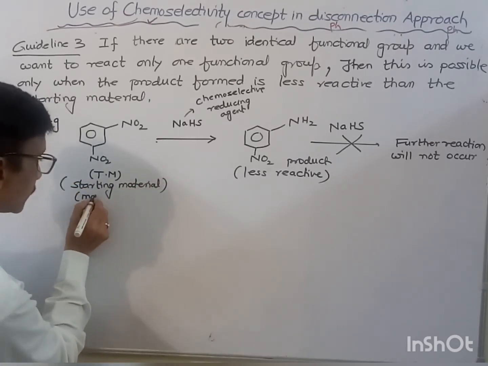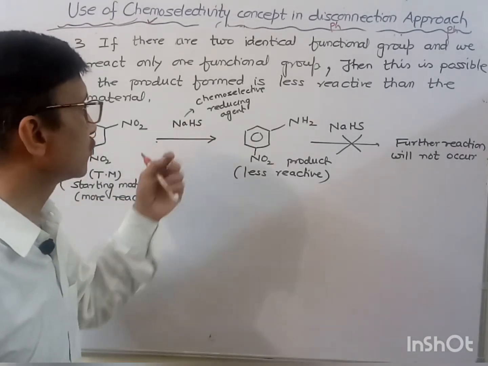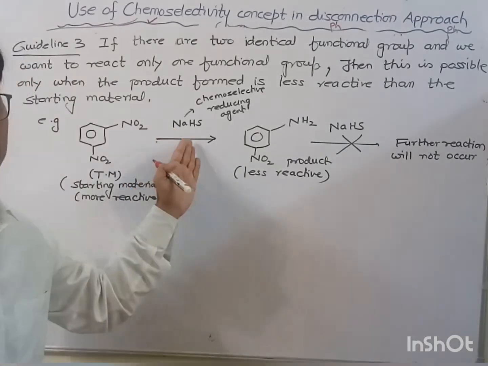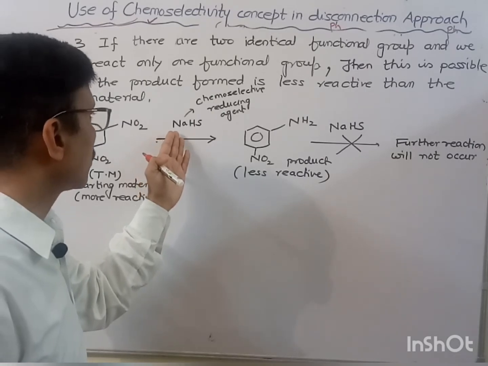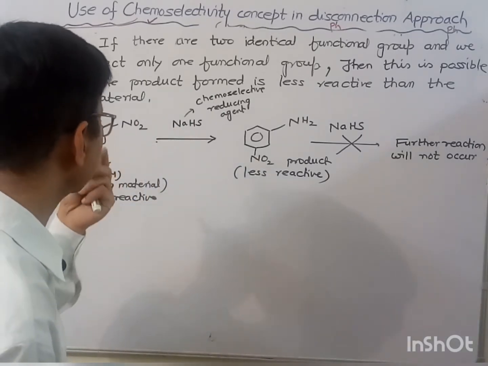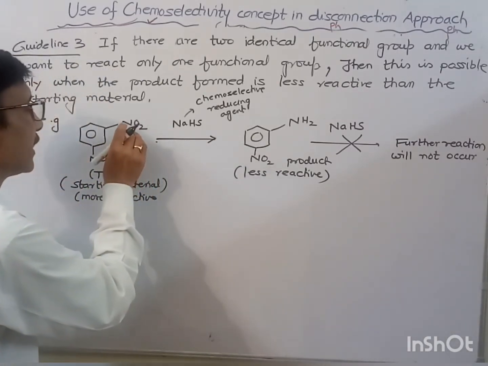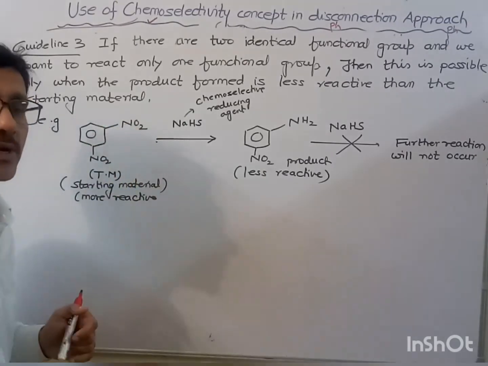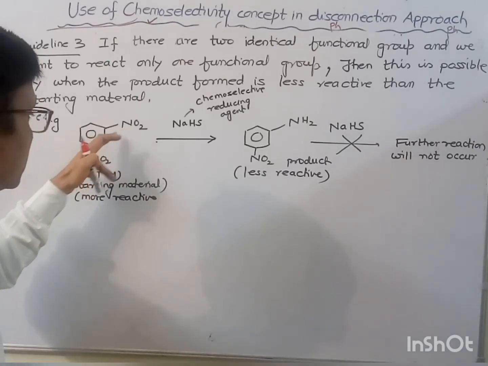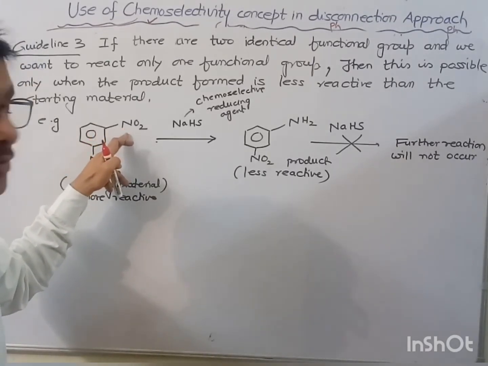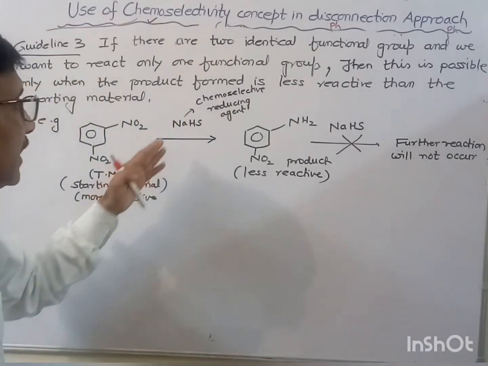This is more reactive. So here, this sodium hydrogen sulfide is an electron donor, we can say. And these are the two nitro groups, and these are the electron withdrawing groups. So it will withdraw the electron, and this will accept the electron.